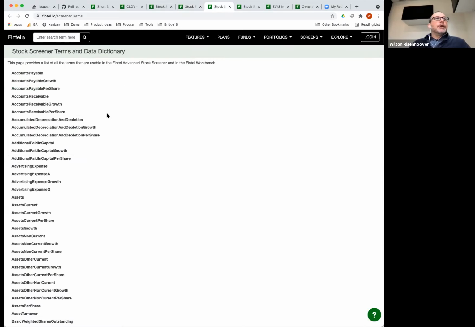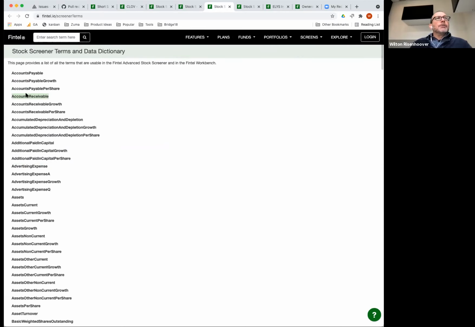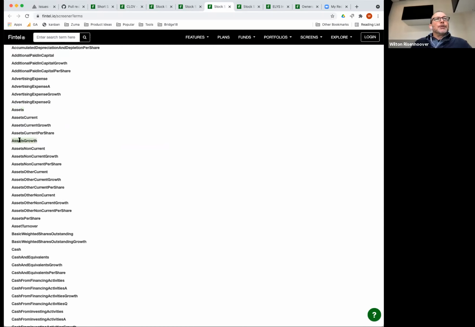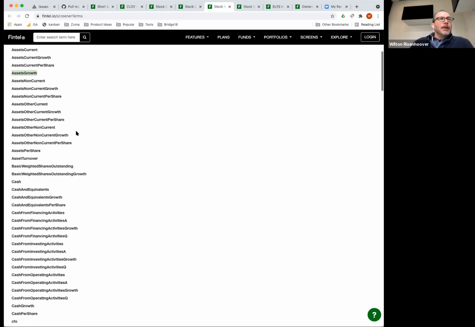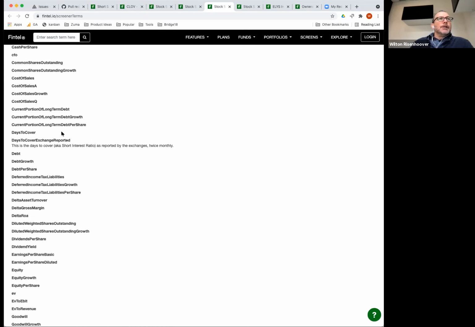So let's keep looking in here. There's advertising expense. Again, a lot of this stuff is all accounting terms. And this is basically the accounts payable as of the last balance sheet. You can look at this assets growth, which would be the assets growth from this balance sheet to the prior one, so it would be annual. And then what else is interesting here, we've got days to cover.